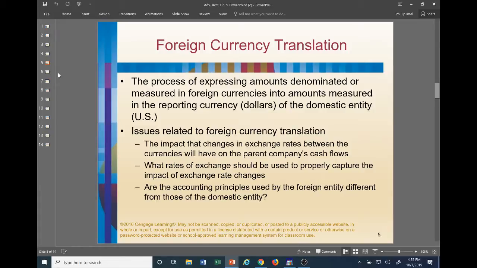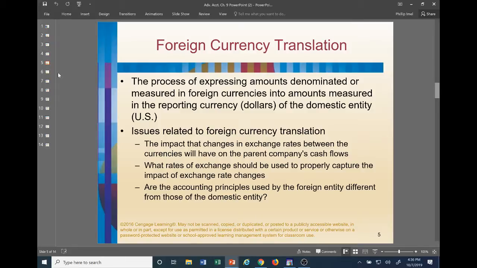Now, in order for the domestic company to prepare a consolidated financial statement that reflects its 100% interest in the foreign subsidiary, the domestic company must translate the financial statement amounts from the euro into the US dollar using rates of exchange between the two respective currencies. Now, several issues come to mind concerning this translation process. First, what impact will changes in the exchange rates between the currencies have on the parent company's cash flows? And secondly, what rates of exchange should be used to properly capture the impact of exchange rate changes?